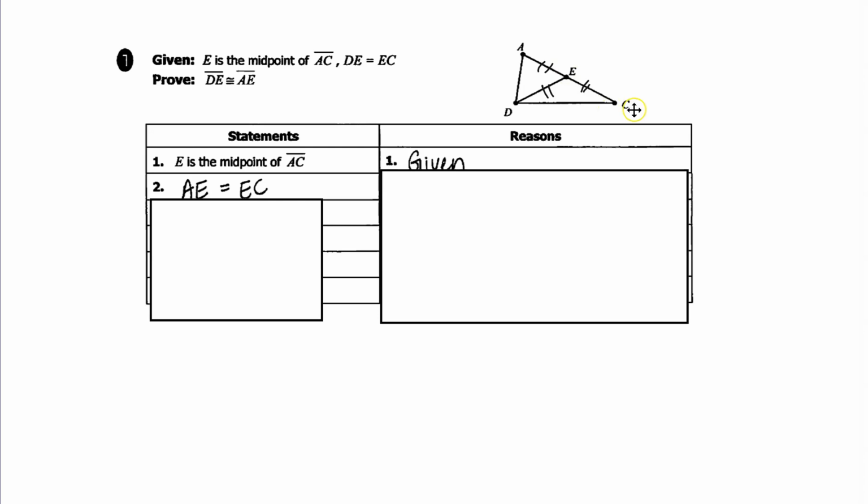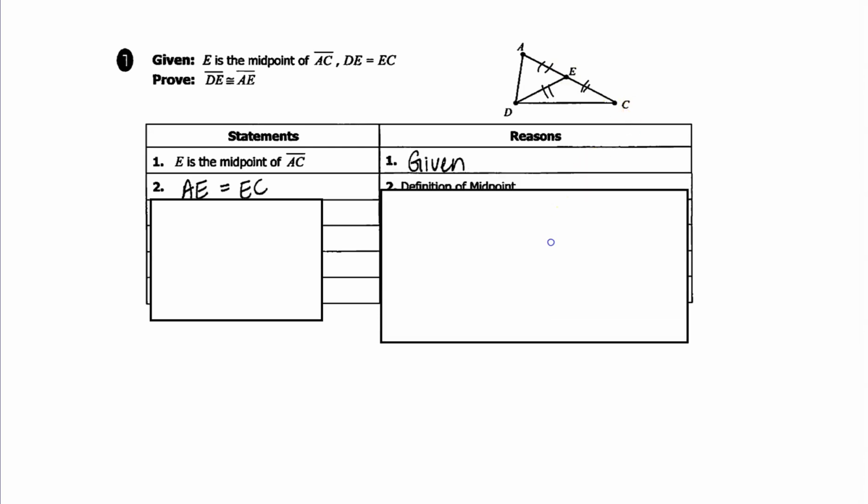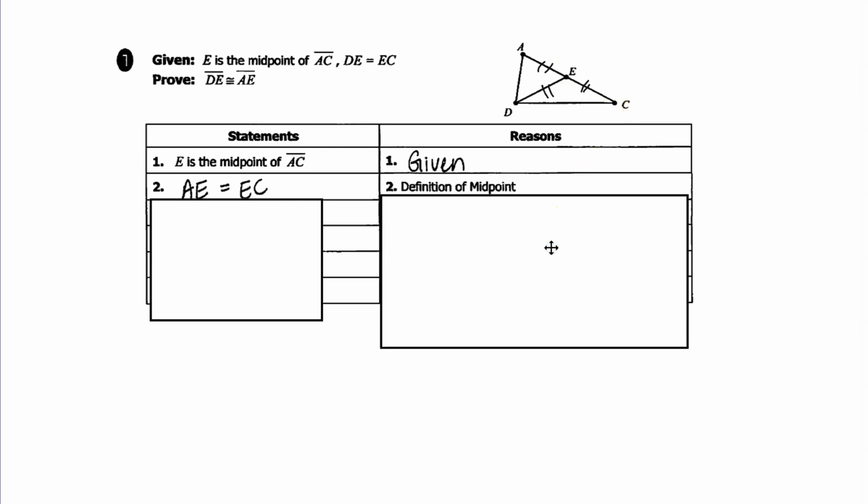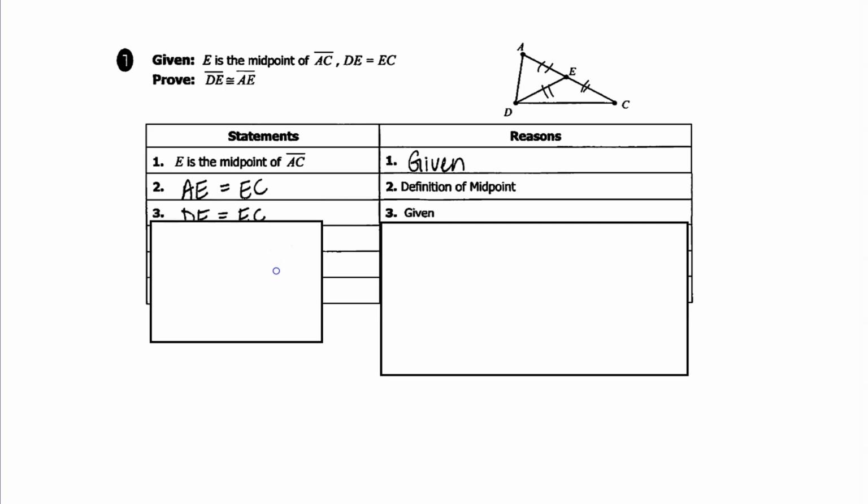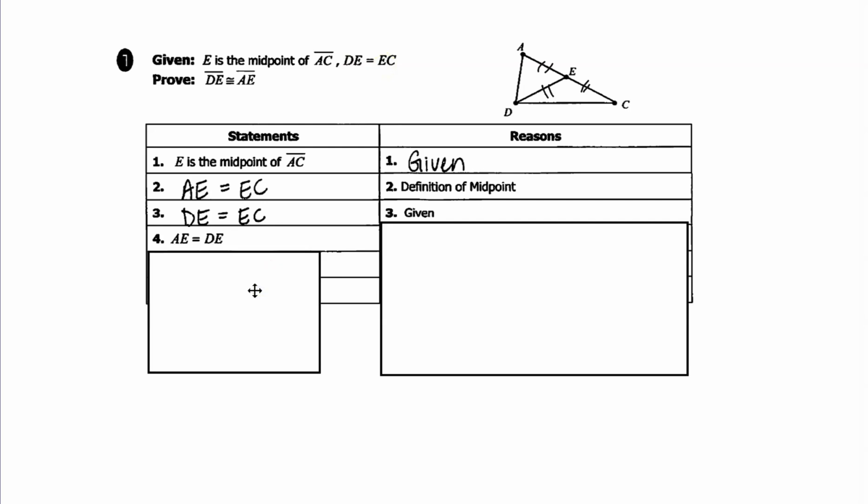How do we know that? Isn't that the definition of a midpoint? You're given this, so you're just going to write that down. It's right here. The next one, you're given this reason. Why is AE equal to DE? Why is AE equal to DE? That's the question.